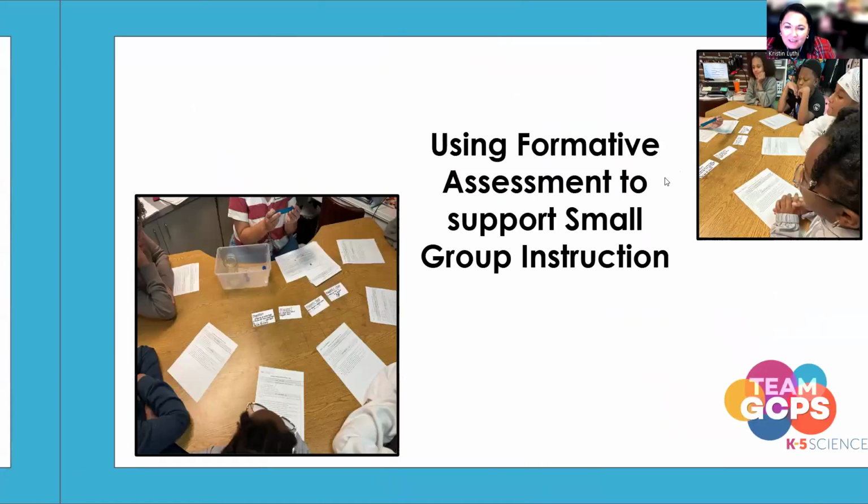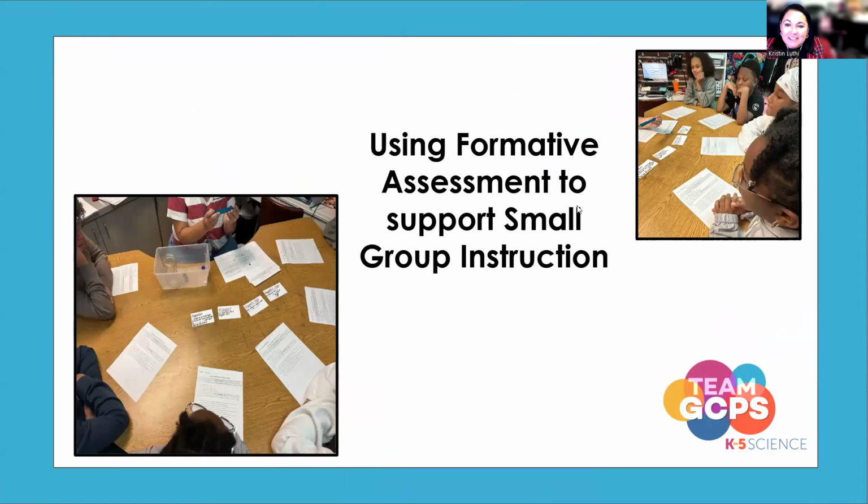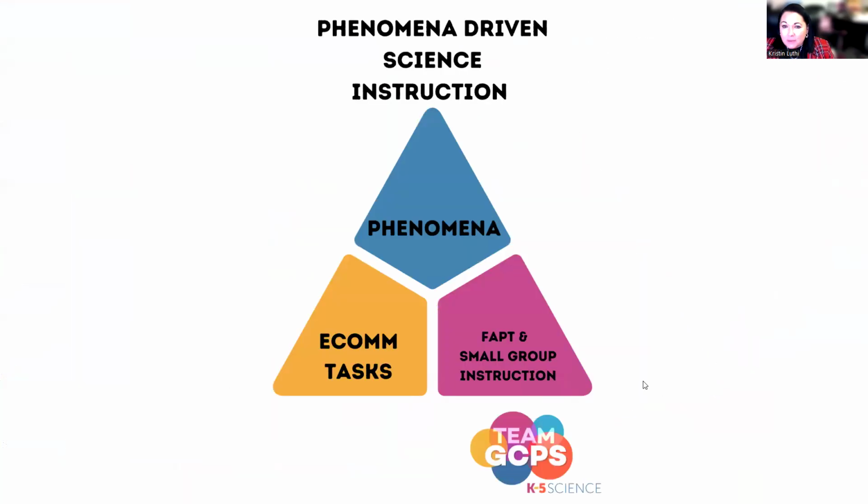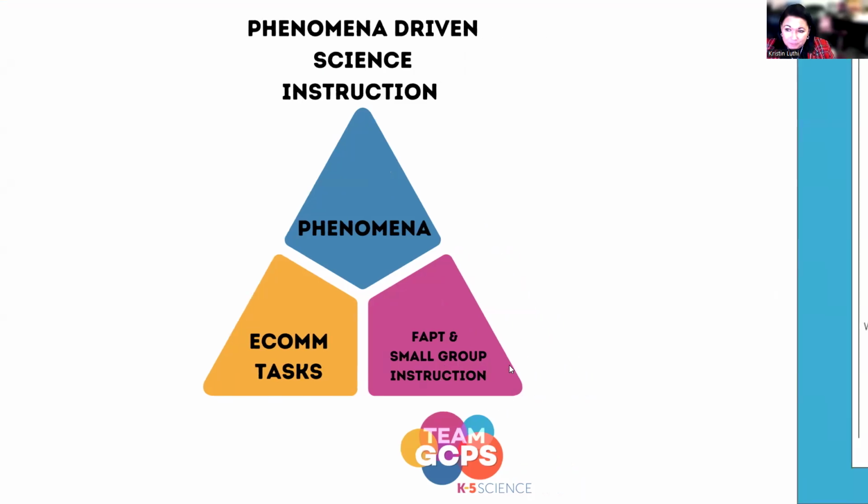And then last but not least, our formative assessments and small group instruction. So as a reminder, when we're thinking about phenomenon-driven instruction, there are three big buckets. We have our phenomenon, where we're getting kids to notice and wonder and ask those questions. We have our econ tasks. Those are those literacy mini tasks, those things that our entire class is doing. But then we also have the formative assessment and small group instruction.